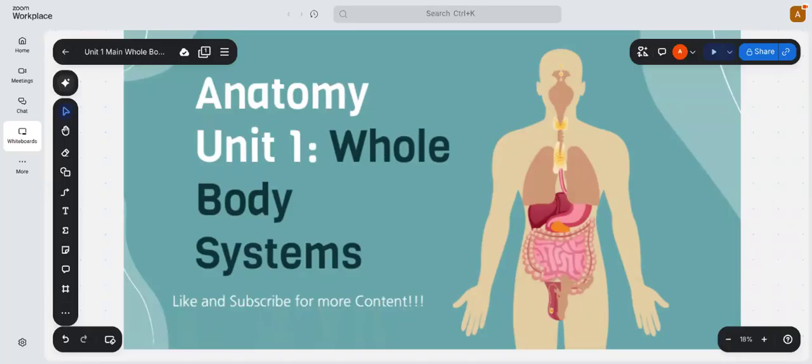In today's lesson, we are going to look over anatomy, whole body systems. So we're going to go over neurons, the cardiovascular system, lymphatic, respiratory, and more.